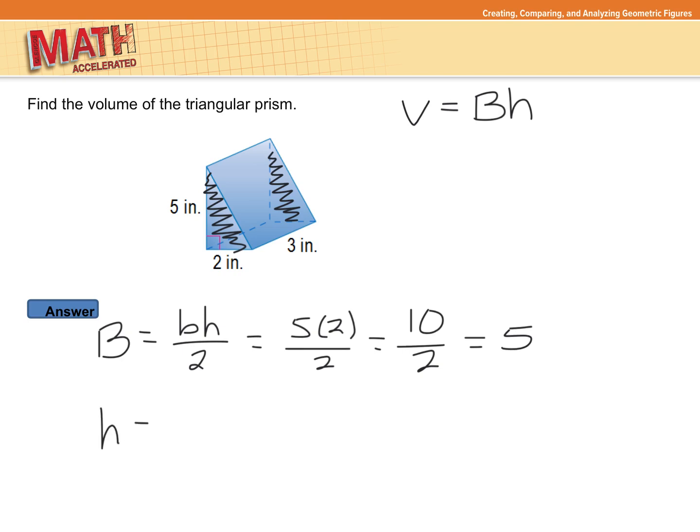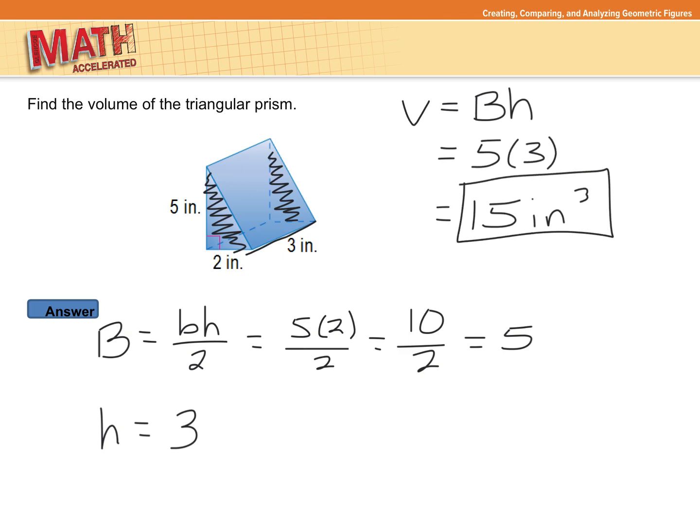Now, we need the height. What's the height of the prism? 3 inches. Why is it 3 and not 5? Because it connects the two bases. So now we found everything. Plug it into our formula. 5 times 3 is 15 inches cubed. Good. Okay. Questions on volume of prisms?